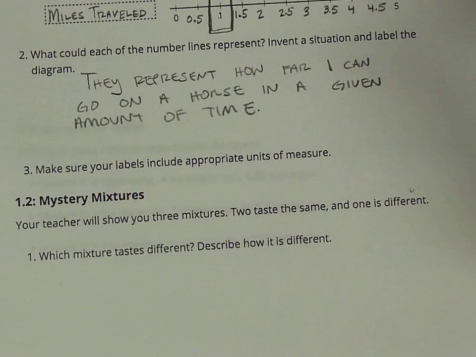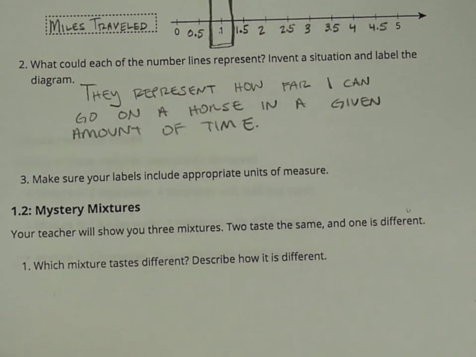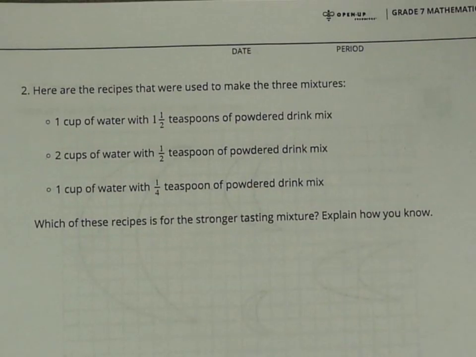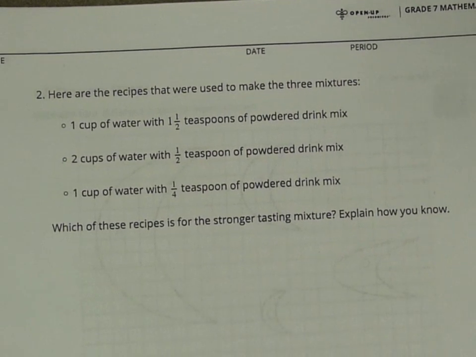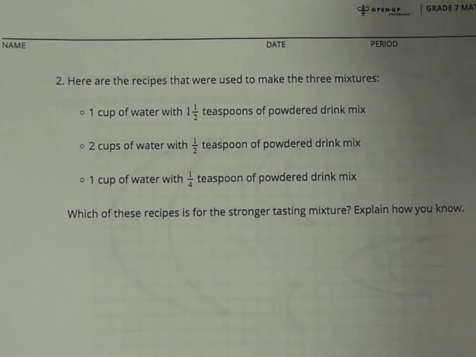So the next one says, your teacher will show you 3 mixtures. 2 taste the same and 1 is different. For this one, you can follow along with me on page 8. Right here on number 2, it says, here are the recipes used to make 3 different mixtures. I'm going to show you the recipes on the screen here, but in your books they have them written out right here. Here are the 3 recipes, and I want you to tell me which ones you think are going to taste the same. 2 of them taste the same and 1 of them tastes different.